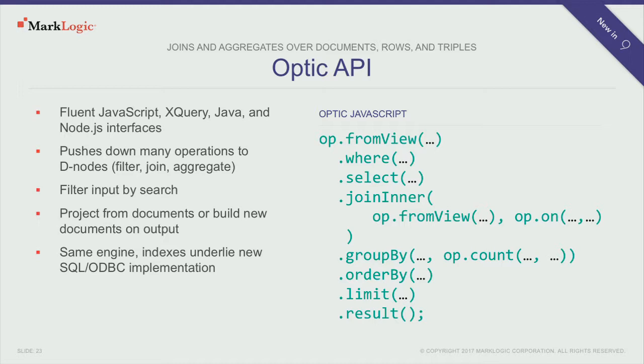So this is just a snippet of the Optic API. But one of the important things here is that the Optic API looks the same in all of the environments. So in JavaScript, in XQuery in the server, as well as in the Java and Node clients. So you'll be able to write queries that look just like this. And the idea is to be able to provide some of these relational-like capabilities on top of that rich document data.